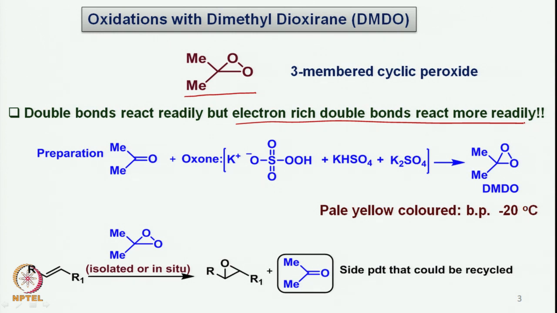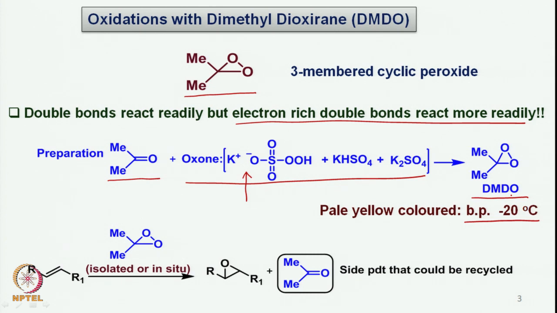How do we make this? It is very easy to prepare on paper, but it is not that easy to prepare in the laboratory. That is because the boiling point of this DMDO, which is dimethyl dioxirane, is minus 20 degrees. That means it is a very low boiling compound, and it can be easily prepared from acetone and the oxone, which we discussed last time. Oxone is nothing but potassium monoperoxy sulfate along with potassium hydrogen sulfate and potassium sulfate. But this is the main oxidant, and it is a very useful oxidizing agent. Now when acetone reacts with this oxone, you get the corresponding DMDO, which has to be distilled out very carefully at low temperature with all protections, so that the DMDO does not escape.